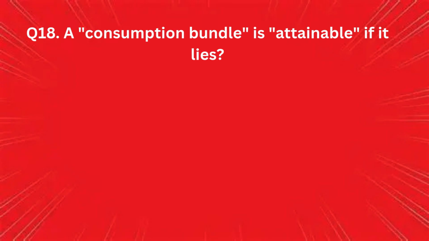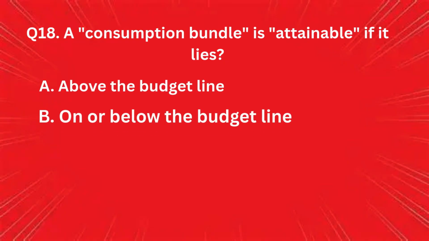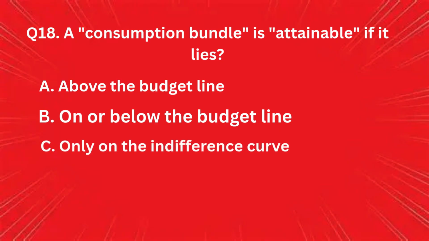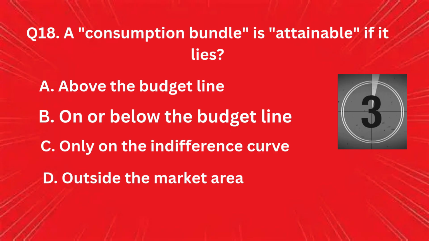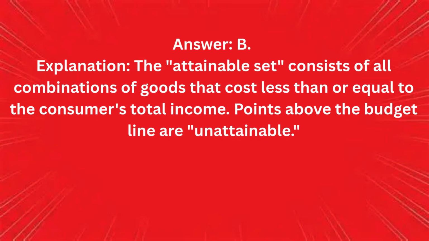18. A consumption bundle is attainable if it lies: A. Above the budget line. B. On or below the budget line. C. Only on the indifference curve. D. Outside the market area. Answer, B. Explanation: that attainable set consists of all combinations of goods that cost less than or equal to the consumer's total income. Points above the budget line are unattainable.